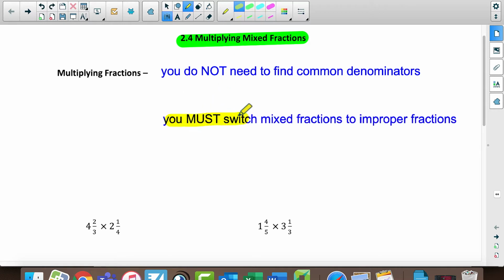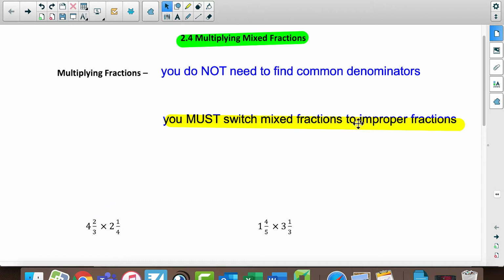So that's good. But here's the new thing. You must switch mixed fractions to improper. Okay, you can't multiply mixed fractions. We actually can, but it's quite complicated. For example, if I was multiplying these together, I'd multiply 4 times 2, 4 times 1/4, then 2/3 times 2, and 2/3 times 1/4, and add them all together. Oh my gosh, it's just more work than we need. So let's not do that.